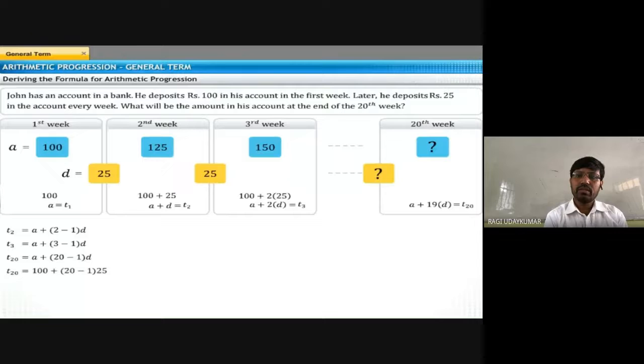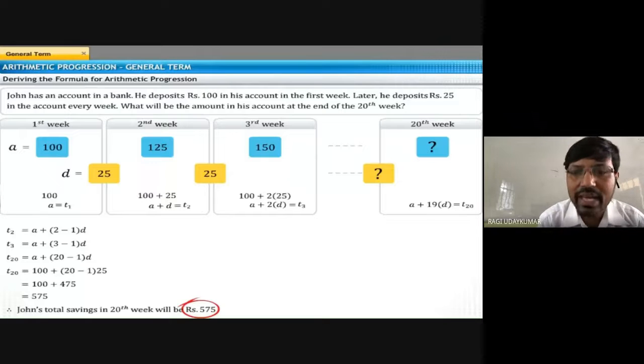For the 20th term, if you want to find out, it is 100 plus 20 minus 1 into 20. Like that we get the amount in his account at the end of the 20th week. That is 575. Total savings in the 20th week is 575 rupees. So like this, you can find the nth term also in the arithmetic progression.